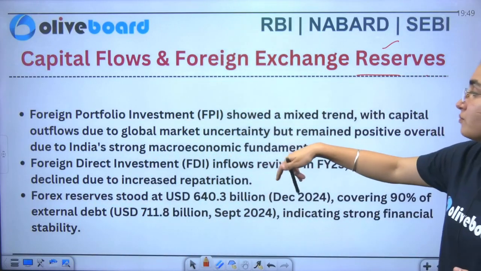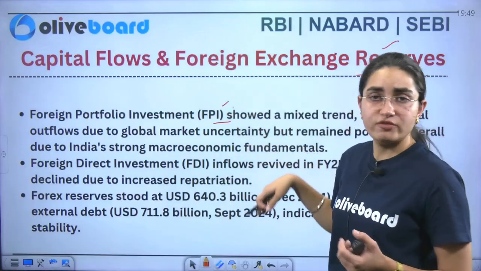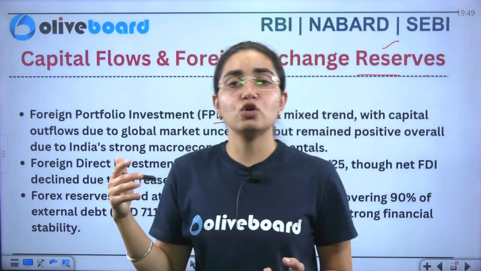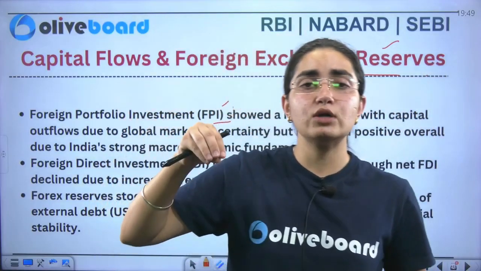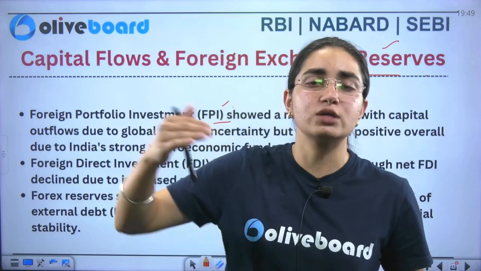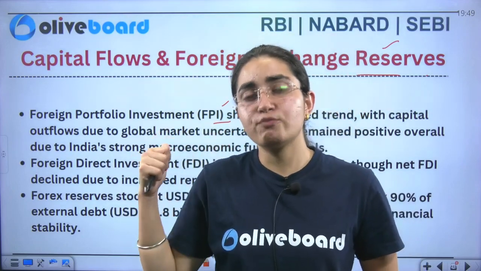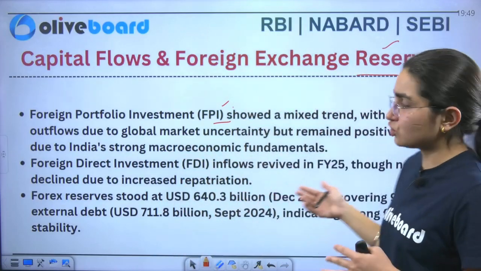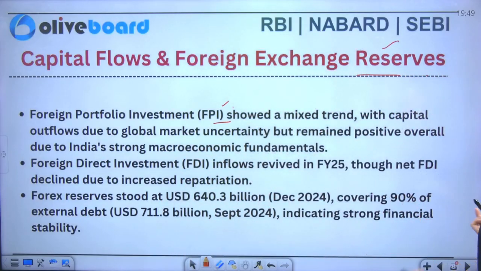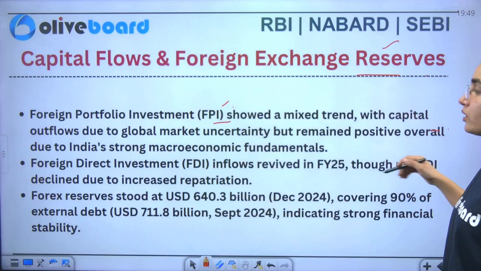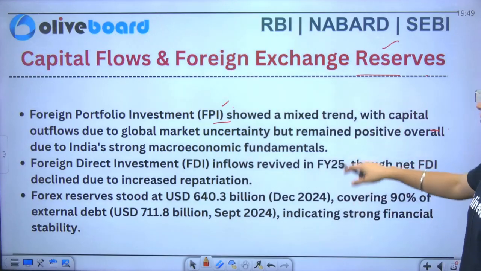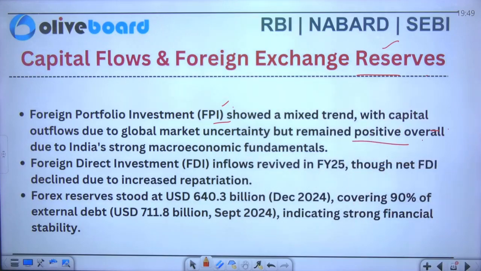Similarly, if you talk about foreign portfolio investment, you have FDI and you have FPI. FDI is your direct investment, and that gives you a sense of long-term investment. Similarly, FPI consists of short-term investment. So here is a basic differentiation between both of them. Now it showed a mixed trend with capital outflow during the global uncertainty, but remained positive overall due to India's strong macroeconomic fundamentals.